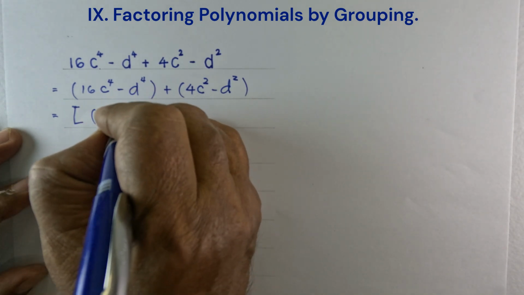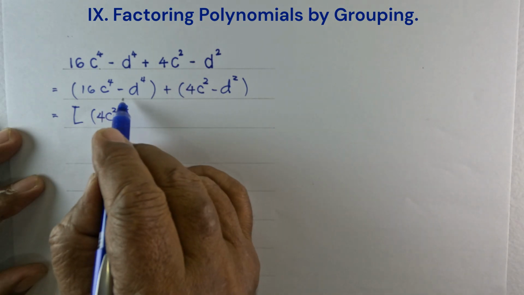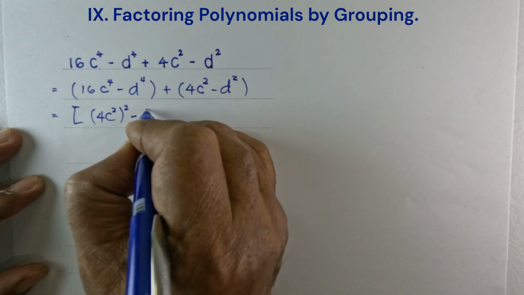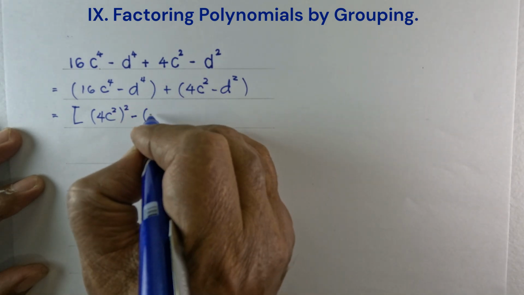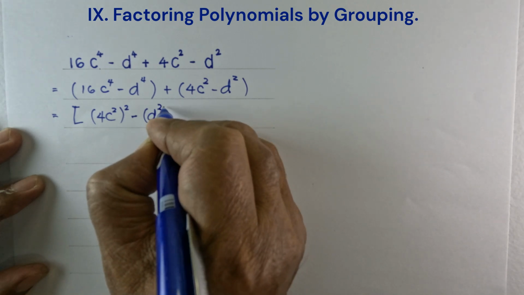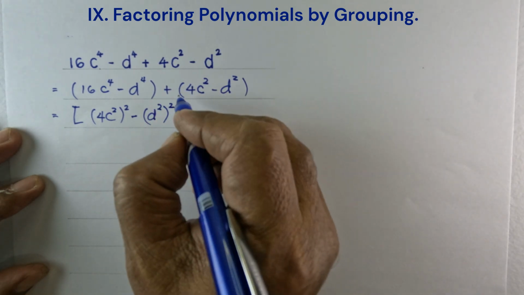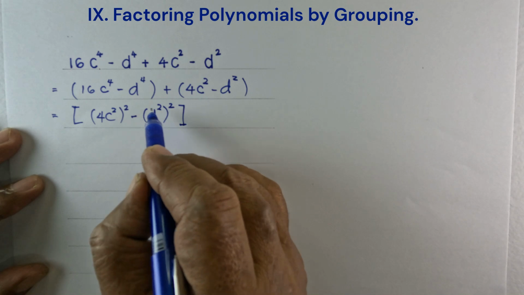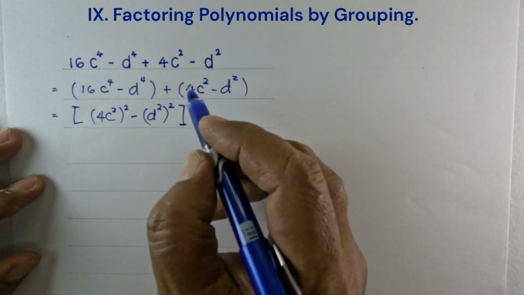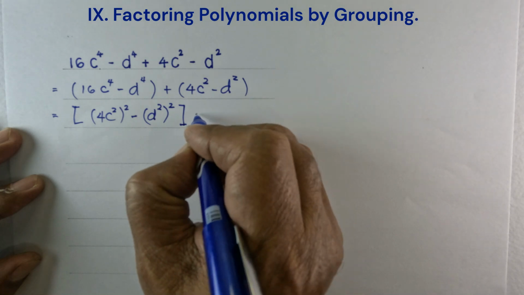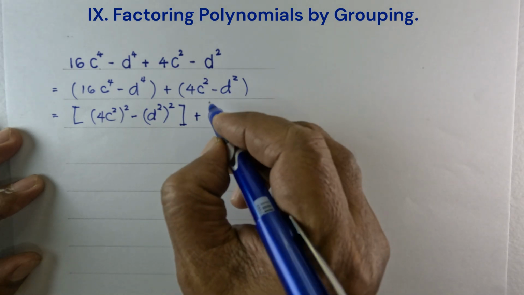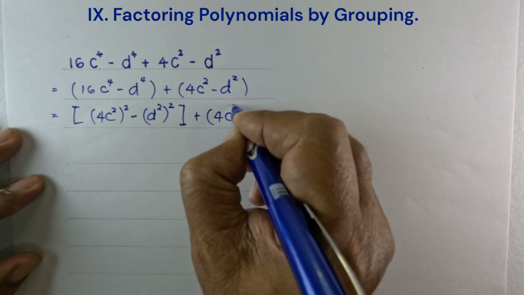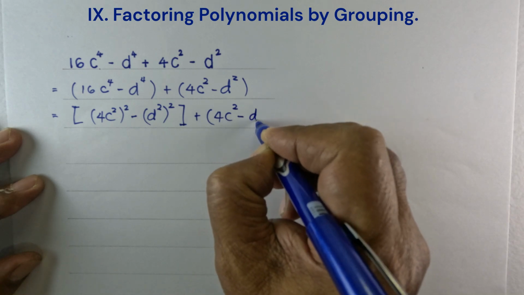Then we'll raise it to the second power. Now, that's minus, get the square root of d to the fourth, that's d squared. Then we'll raise it to the second power. So d squared, quantity squared, is d to the fourth. Now, plus 4c squared minus d squared.